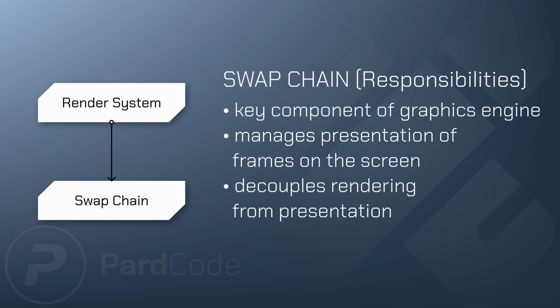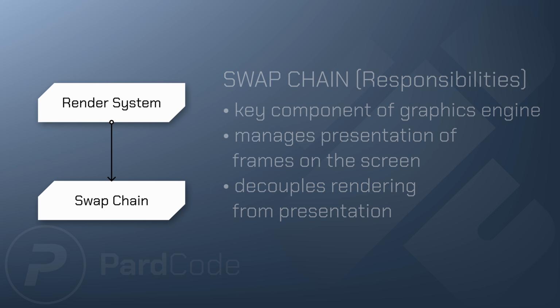The swap chain is a key software component in any rendering engine, responsible for managing how rendered frames are presented to the screen. It decouples rendering from presentation, which is essential for efficient, smooth graphics rendering. Let's see how to introduce it in our DX3D engine.